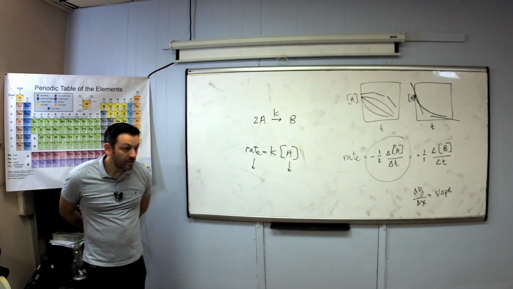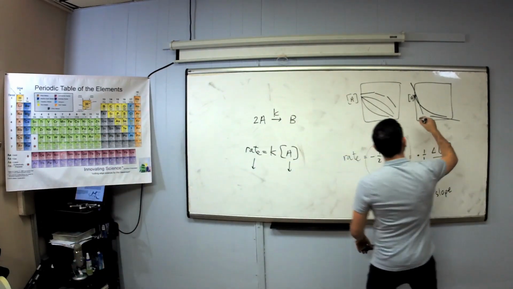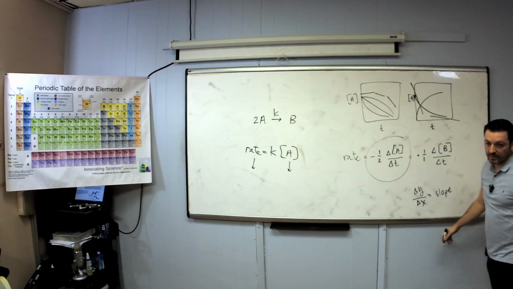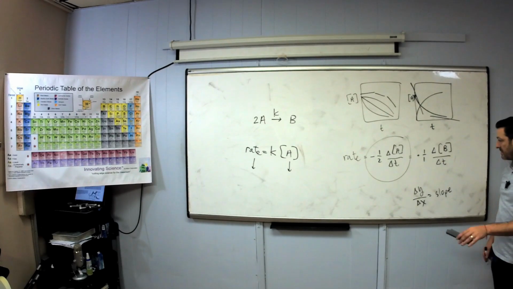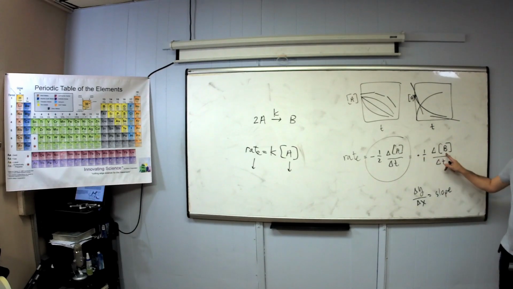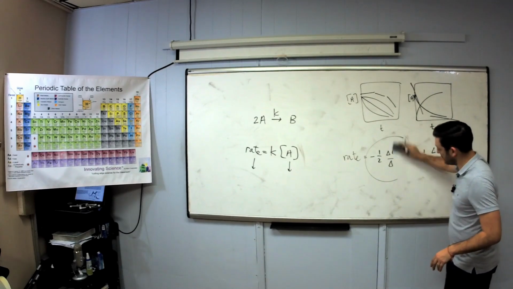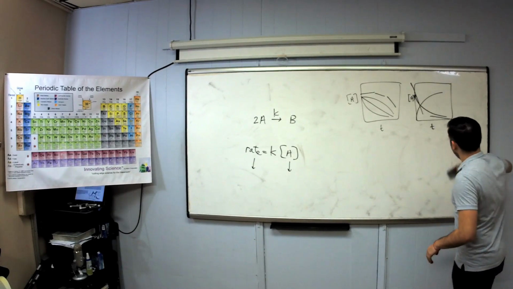Say that again? The graph of B, it would be the inverse. It would be like that. Because in the beginning, you would be making the most B, and then you'd be making less B, because when A changes a lot, B changes a lot, right? And when A slows down, B slows down. Do you see this? Okay.